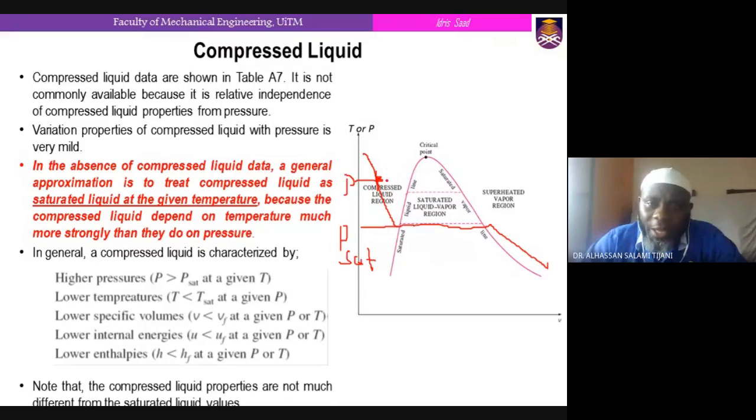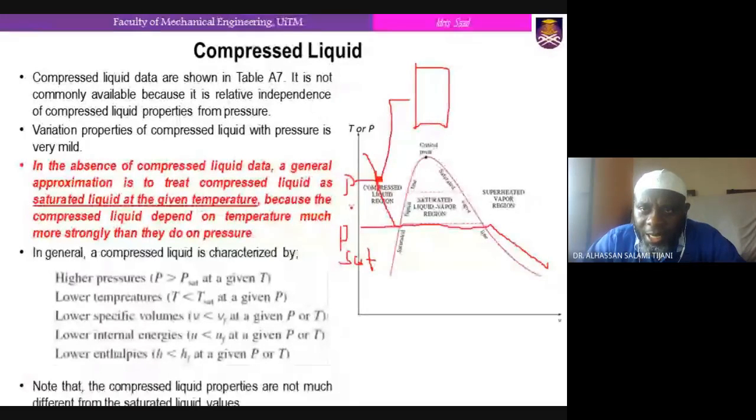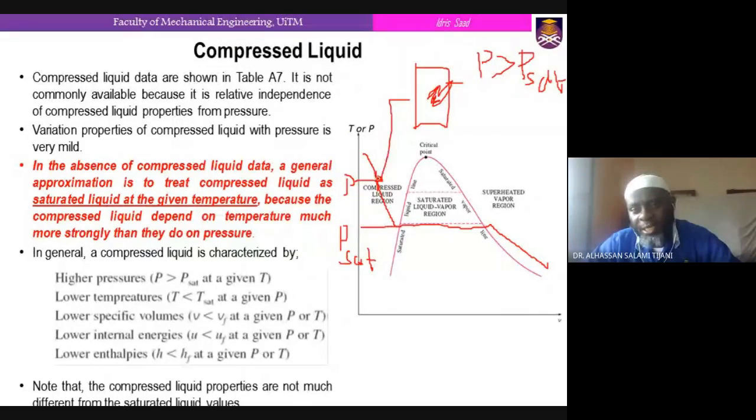Now, whenever you have a fluid in this section, in a rigid vessel, and its pressure is P, if the existing pressure is greater than P saturation, then it means that the fluid in this section is in the compressed liquid state.